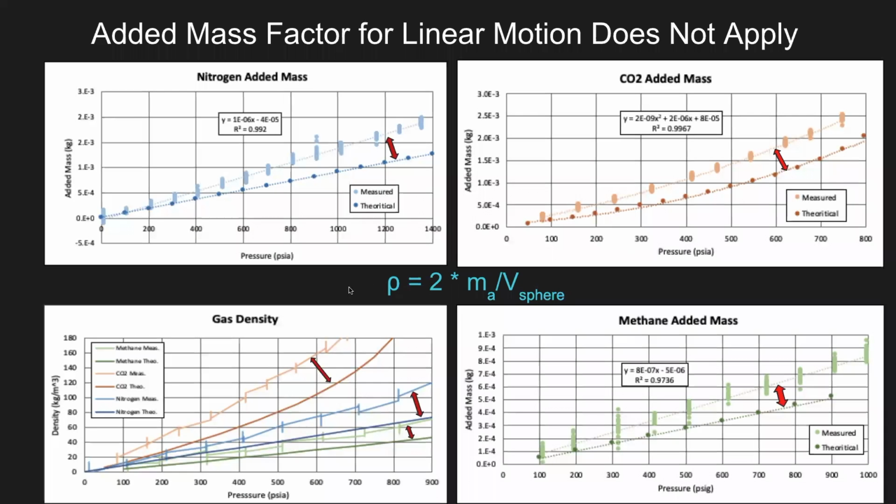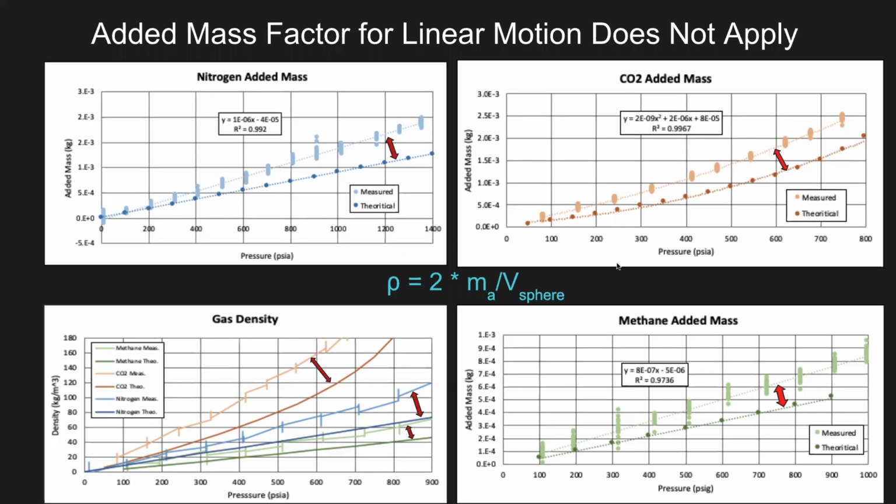The biggest conclusion we made in this experiment is that this equation, which correlates the added mass in linear motion to the gas density, does not apply to oscillatory motion. We can see this because the added mass that we're actually measuring in the oscillatory motion is higher than the theoretical or literature values that it's supposed to be. And of course, if the added mass is wrong, then we're calculating a higher gas density than the literature as well.